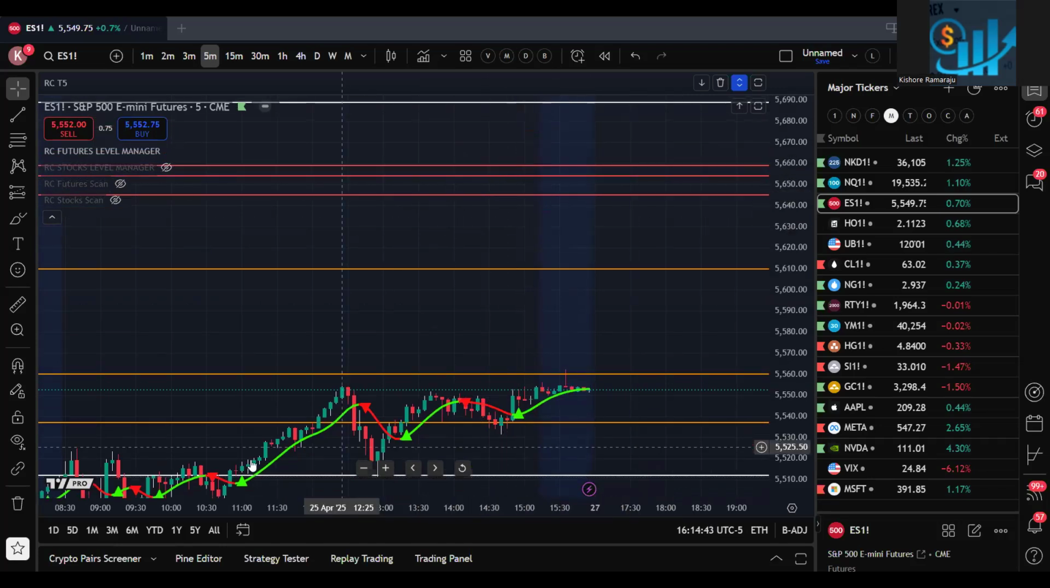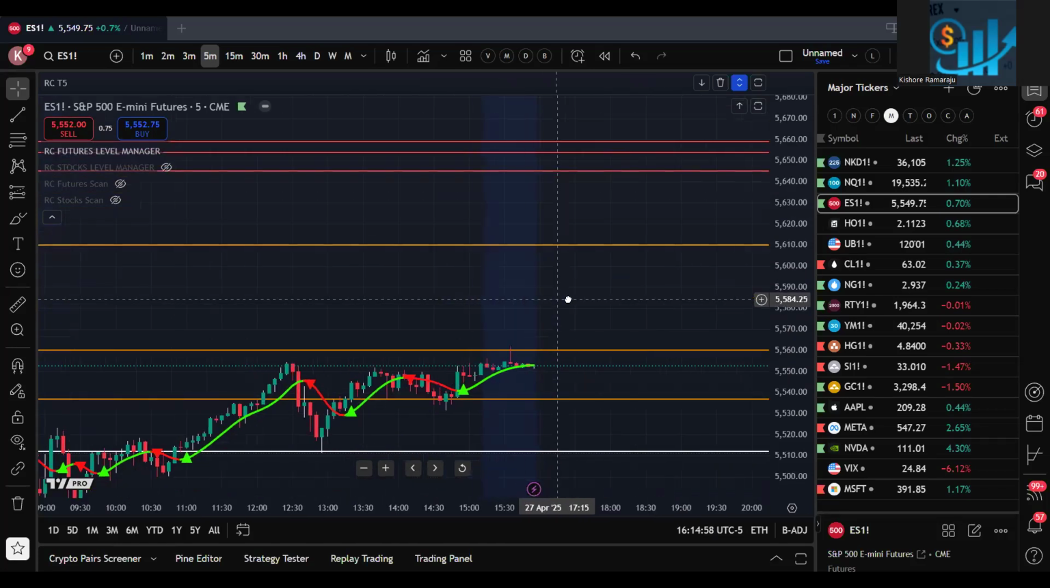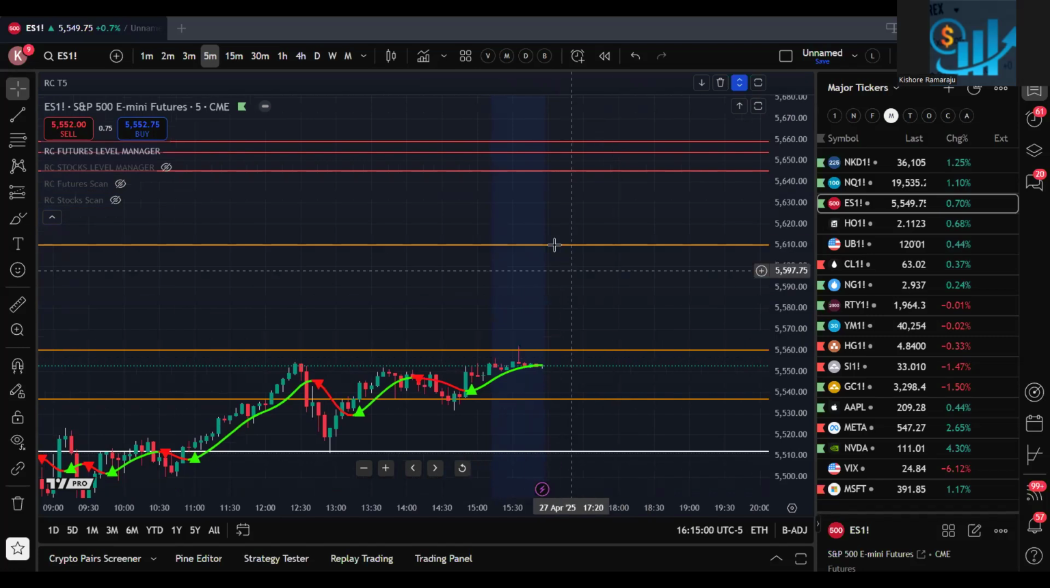When you understand these levels, you can take advantage. When you see that price started dropping from these levels, then minimum they will come to the next level. If it drops further from this level and you see red candles, then it may come all the way to this level. Like that, you can take advantage of a major move.